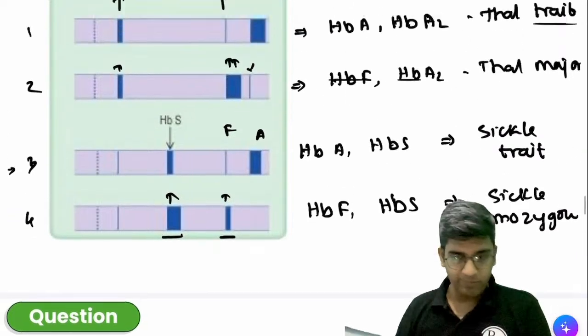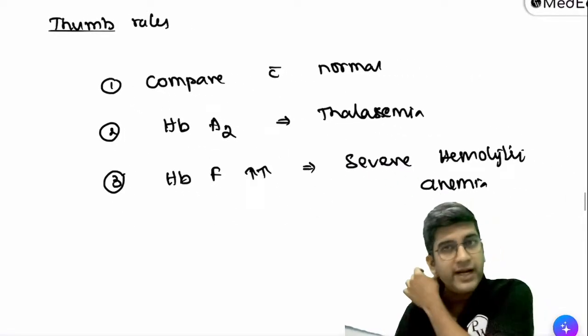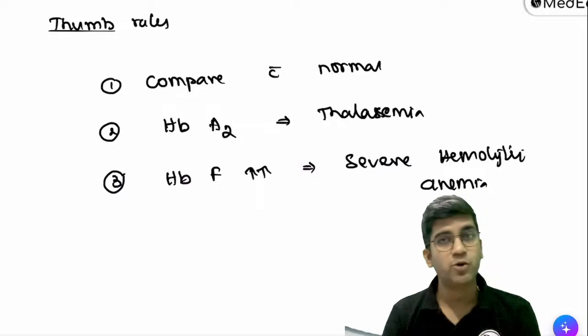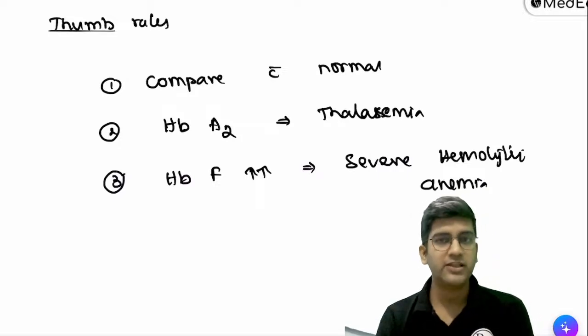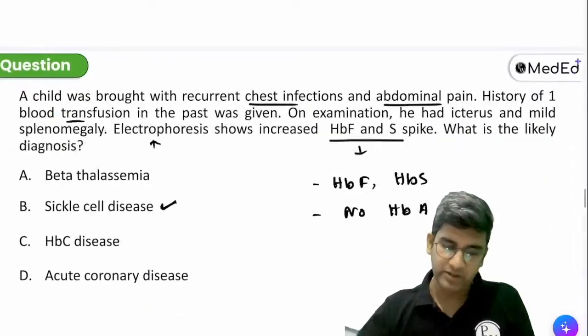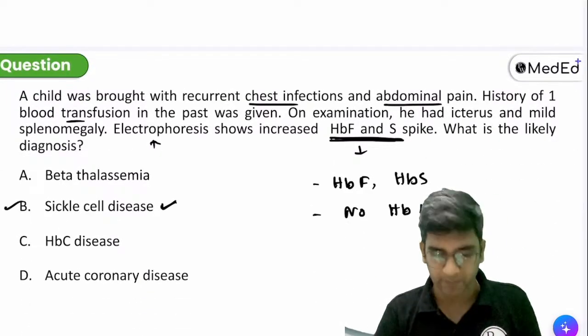Clear? Thumb rules are very simple. Always compare with the normal. Look for HbA2. If HbA2 is prominent, think of thalassemia. If HbF is very prominent, think of a severe hemolytic anemia. Those are things which require attention. Other things will be easily solved, fine? If you look at this, only two bands are present, so I think of HbS sickle cell anemia, fine?